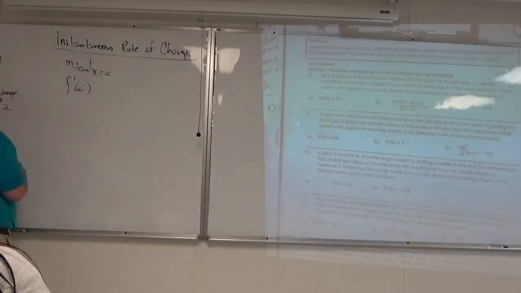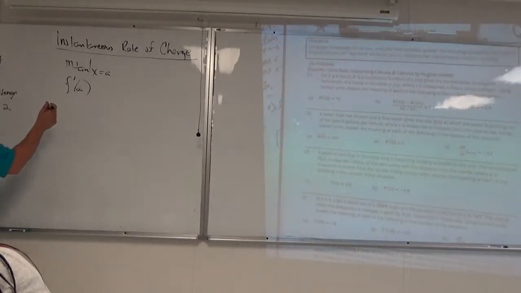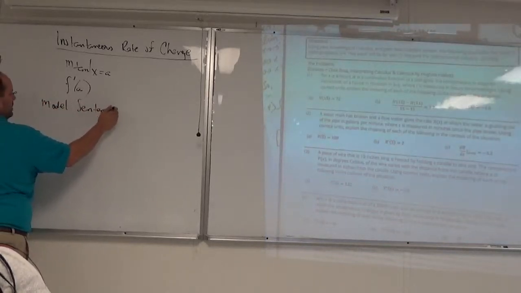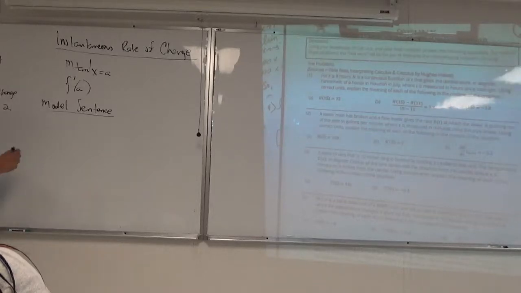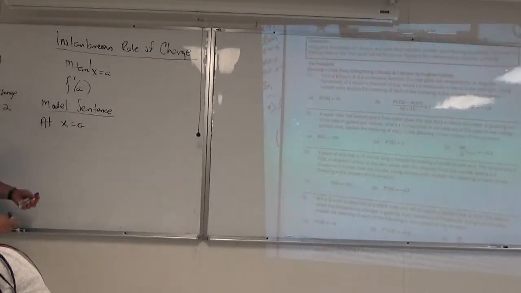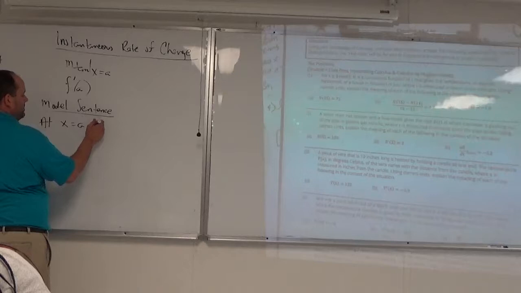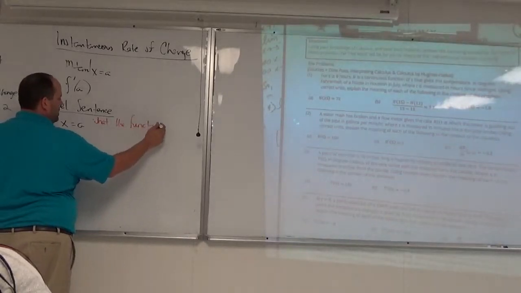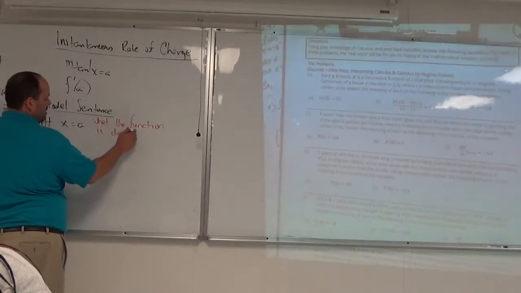The difference though with instantaneous rate of change, there's usually a word problem. There's something that you're doing. Let me write the model sentence here, and then we're going to do it. When it comes to the instantaneous rate of change, here's what I'm looking for. You're going to tell me at x equals a, or maybe it's t equals a, and then you're going to tell me what the function is describing. We're going to come back to this in a second.